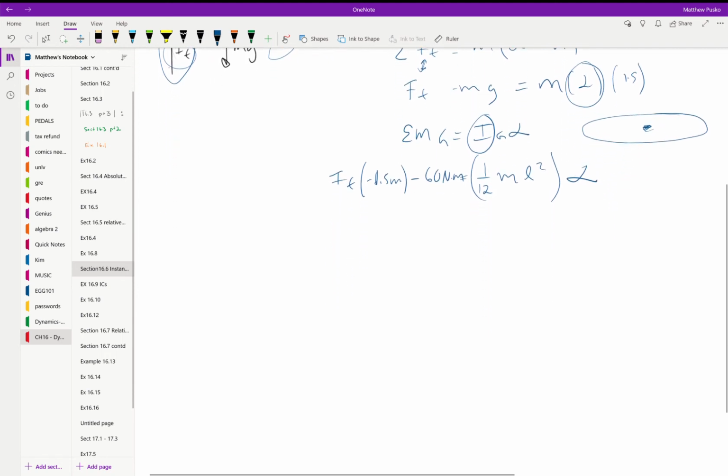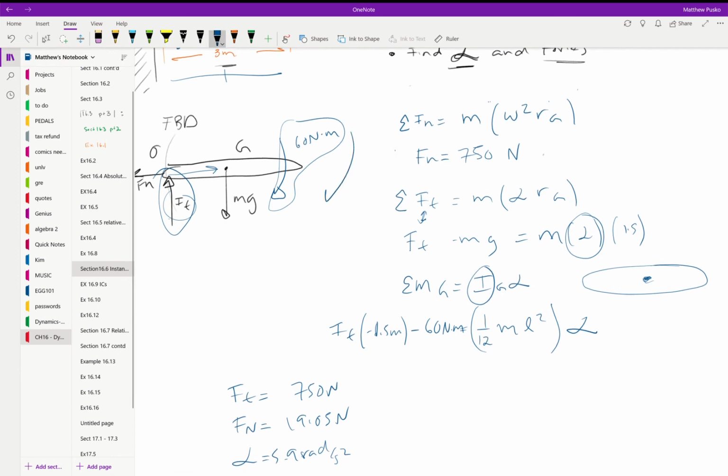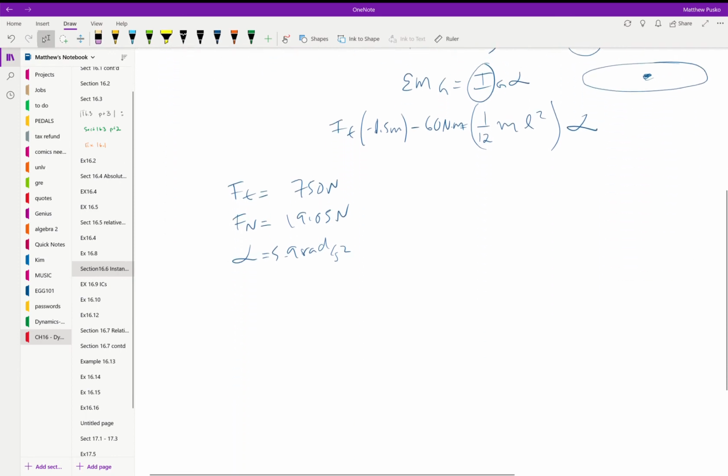Alright, from that we can get the forces in the tangential direction are 750 newtons, the normal direction is 19.05 newtons, and alpha is equal to 5.9 radians per second squared. There's our alpha, and that alpha is due to the moment applied and the moment applied by gravity.